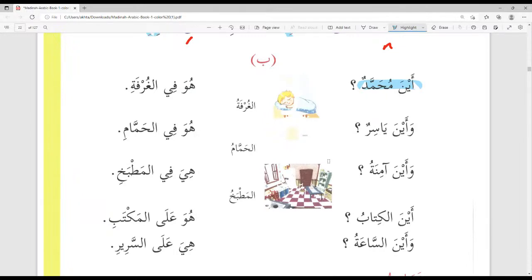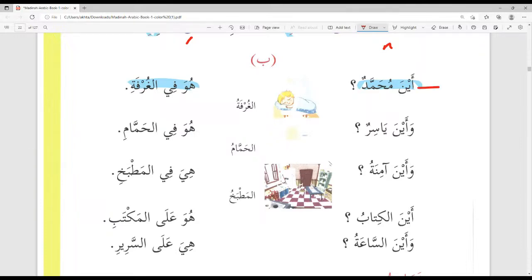Ustad, I don't know what that means. You don't have to know what it means. Can you read it? What do I read? Huwa fil ghurfa. Huwa fil ghurfati. نعم. أين محمد؟ هو في الغرفة.